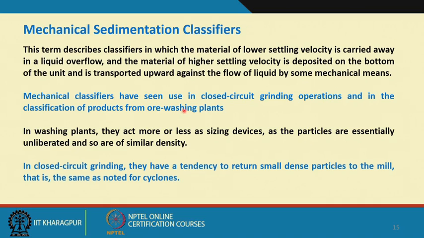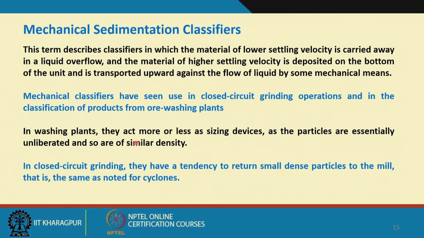Mechanical classifiers have seen use in closed circuit grinding operations and in the classification of products from ore washing plants. That is, they are being used in some of the closed circuit grinding operations, and in some cases for washing. Washing means that I want to clean the surfaces of my particles, where very fine particles are adhered to the surfaces of those particles.